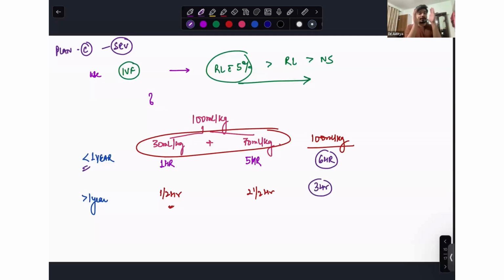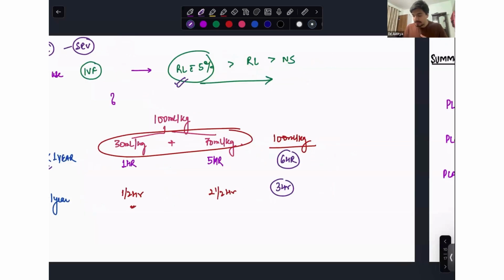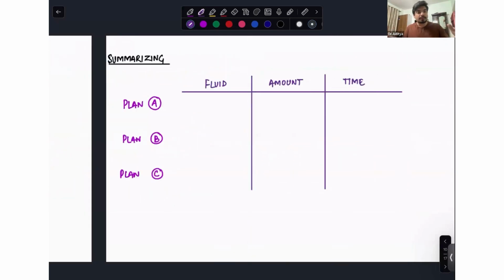This is plan C. So you have to give 100 ml per kg, first 30 ml per kg over 1 hour, remaining 70 ml per kg over 5 hours. Which IV fluid? RL with 5% dextrose. So I'll summarize it. This is the thing that you have to remember.